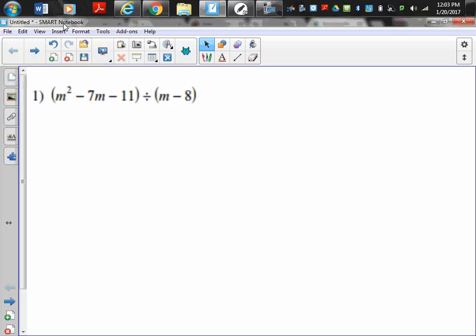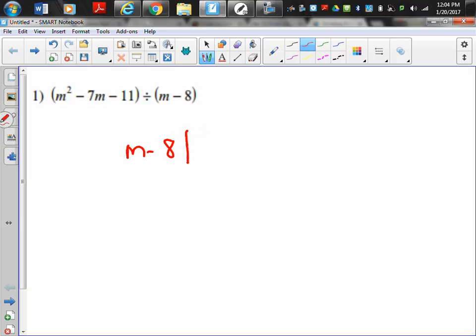Division of polynomials, you do just like when you did division back in elementary school, long division. It's the same process. So you start with m minus 8 into m squared minus 7m minus 11.